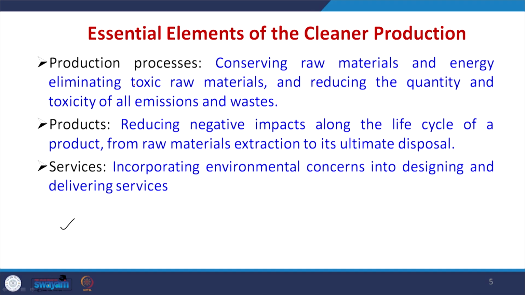So, if we can conserve this, actually the waste will be minimized. Also we have to see that no toxic raw materials are emitted. We have to reduce the quantity and toxicity of all emissions and waste. So, for doing this we have to efficiently choose the technology, which is the most important aspect. Now, products: reducing negative impacts along the life cycle of a product, from raw material extraction to ultimate disposal.